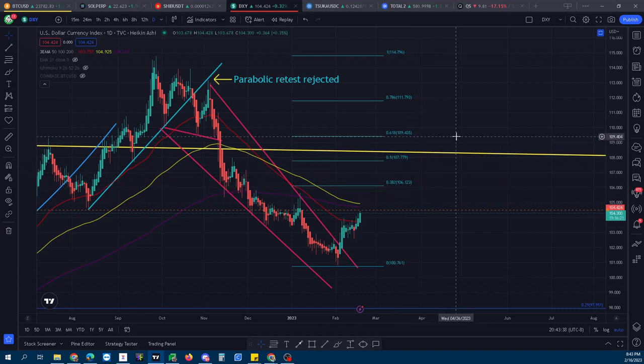Worst case scenario, we start for crypto and equities and stocks. We start going back up to 109, 111, 114, and then if we go to new all-time highs, then crypto is going to bleed even more. And my predictions for us going down to 20,400, we could possibly break that trend, that bullish trend.